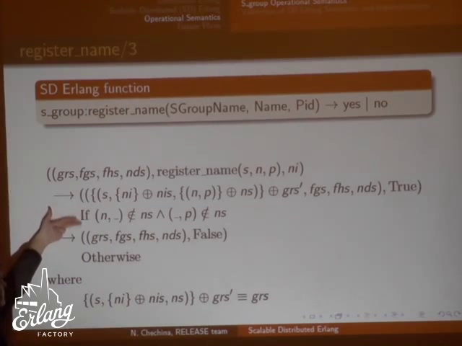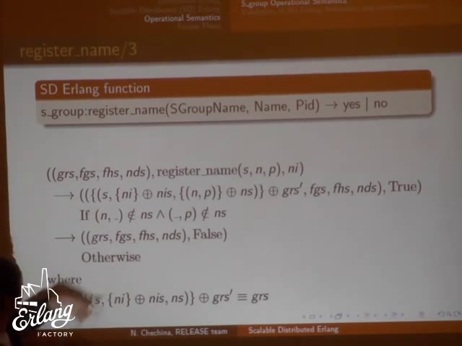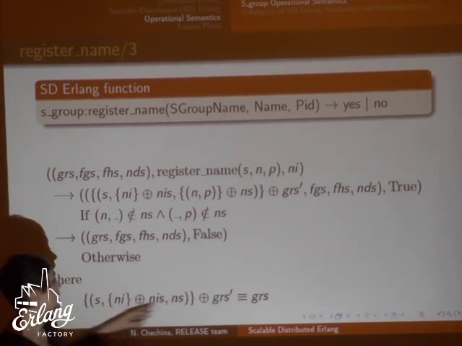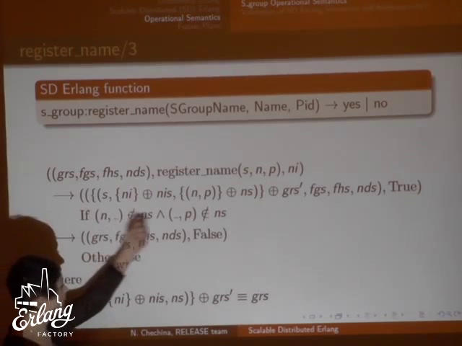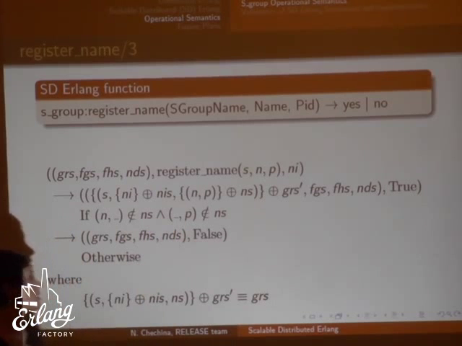And so we check. The first thing is that the node should belong to the s_group. If the node belongs to the s_group, and the name is not registered, and the PID is not registered, then we register the name. Otherwise, nothing changes, and that's it.